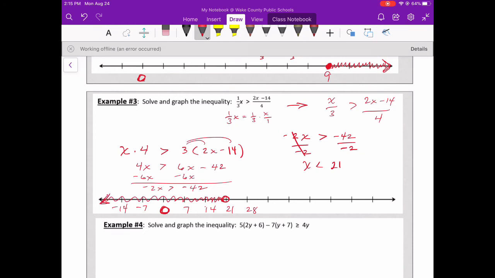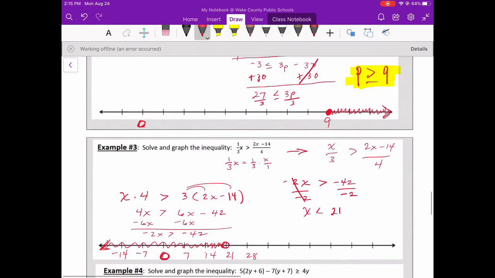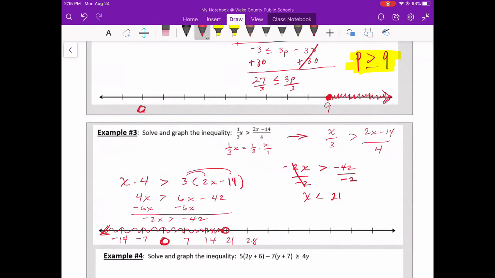So I've given you 3 relatively complicated examples of all the different scenarios. Open circles, closed circles, less than, greater than. And also scenario where we had to flip the sign. Make sure you're paying attention to the details. The solving process is the same, but with a few extra details, flipping signs and graphing.